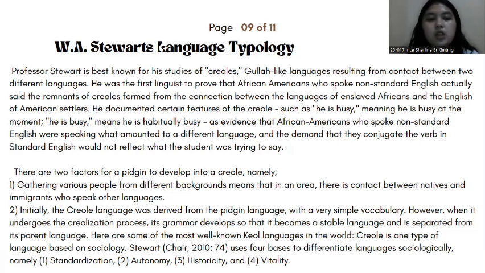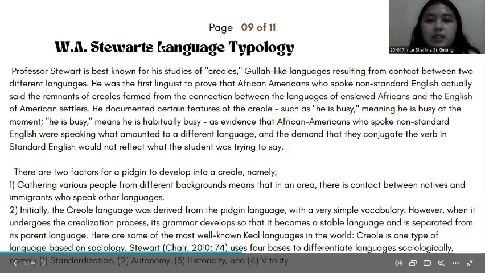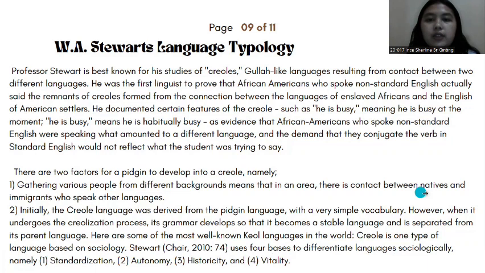Creole is one type of language based on sociology. Stewart used four bases to differentiate languages sociologically, namely standardization, autonomy, historicity, and vitality. Standardization is the codification and acceptance of a language by the language-using community. Autonomous languages are languages that have undergone standardization.